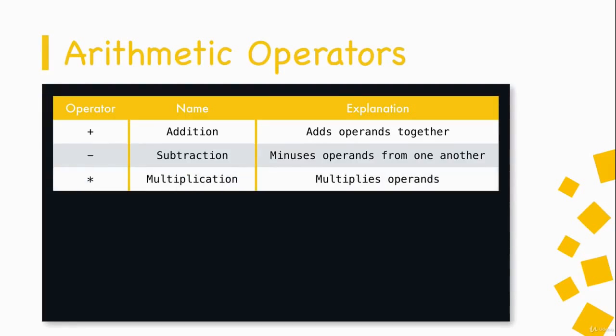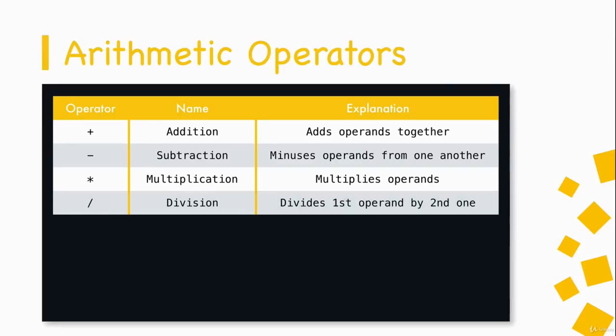Then we have the multiplication operator. This is actually written as an asterisk in JavaScript. The multiplication operator multiplies the operands. And of course, we have the division operator, which divides the first operand by the second one. It is written using the forward slash.